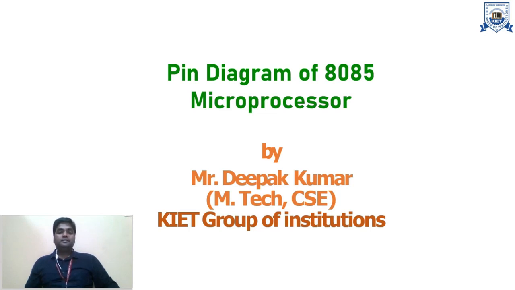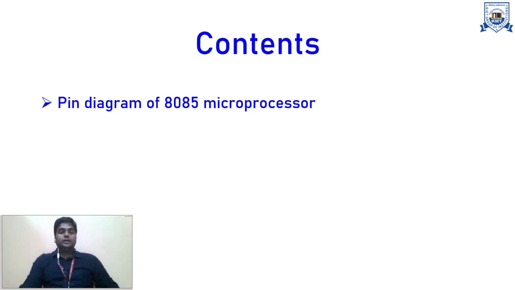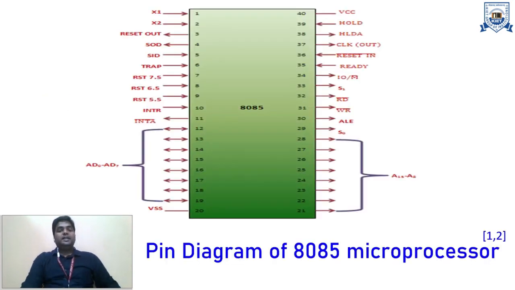In this lecture, we will discuss the concept of the pin diagram of the 8085 microprocessor. So, we are just moving towards the pin diagram of the 8085 microprocessor. If we are talking about the pin diagram, it basically contains a total of 40 pins.